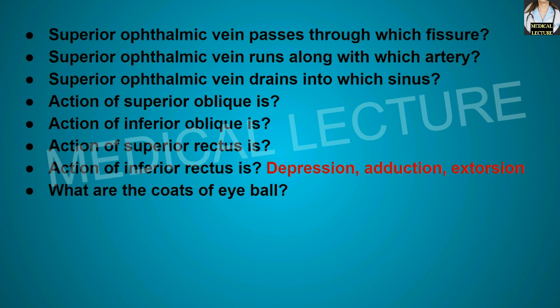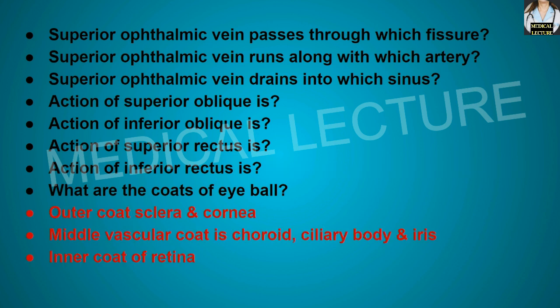What are the coats of the eyeball? So over here there are three coats of the eyeball, that is the outer coat, middle and the inner. The outer coat is the sclera and the cornea, while the middle one is the middle vascular coat, and the middle vascular coat is the choroid, ciliary body and the iris, and the inner coat is the retina.